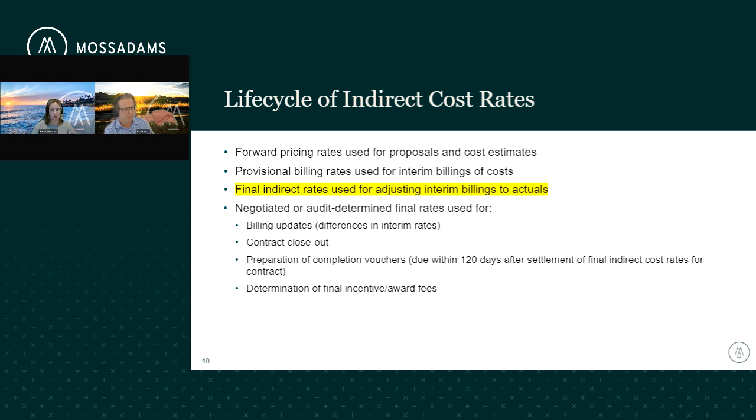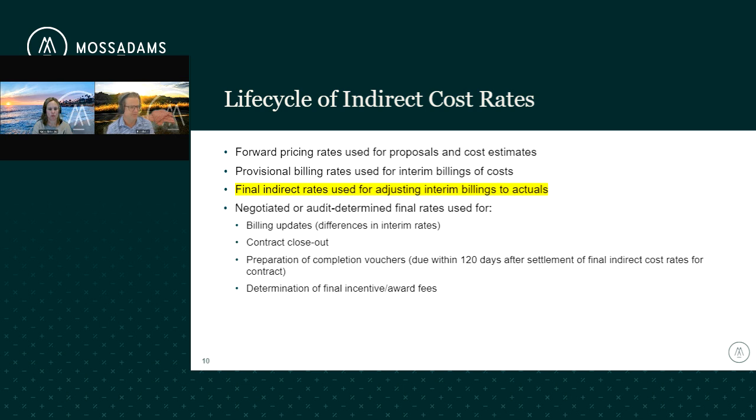And these rates are critical for aligning your estimated billings with true costs to make sure you're compliant and really minimizing audit risks. And then negotiated or audit determined final rates. These are final rates that are used to adjust billings, close out contracts, and prepare completion vouchers. So they also play a role in determining any final incentive or award fees.